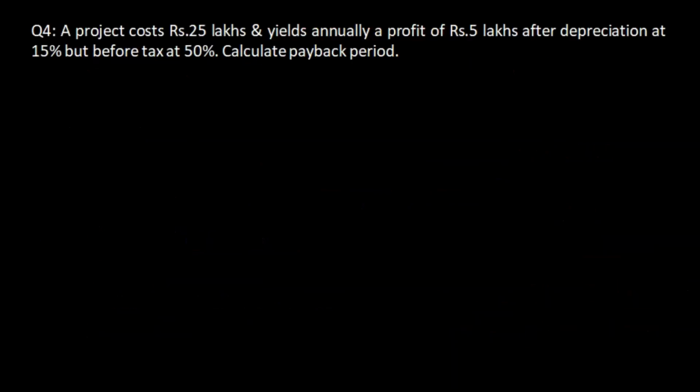These formulas you will understand. So here the question is, remember the words before and after. A project costs rupees 25 lakh. Cost 25 lakh means initial investment is simply 25 lakh. Then it yields annually a profit of 5 lakh. So this 5 lakh can be CFAT, but they have given 5 lakh after depreciation at 15% and before tax at 50%.